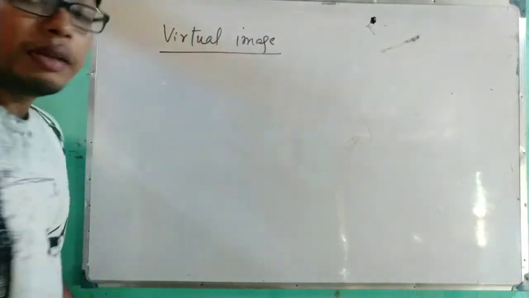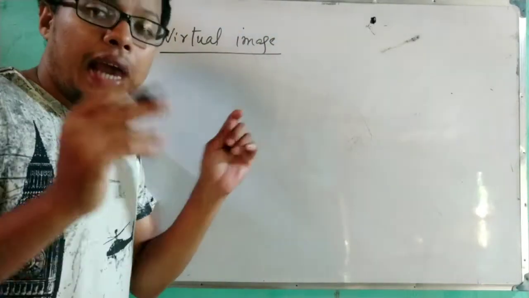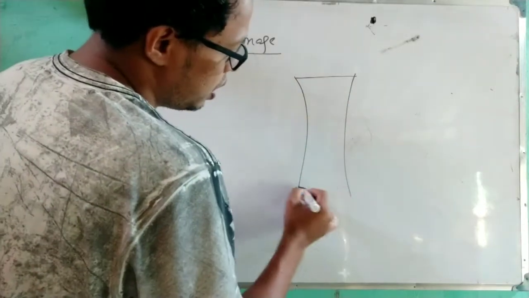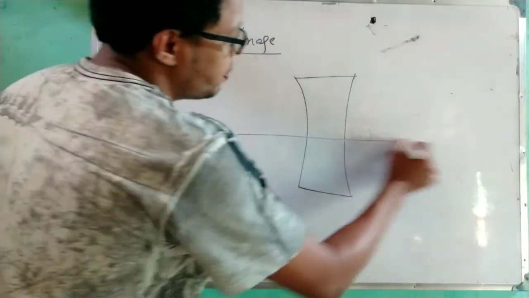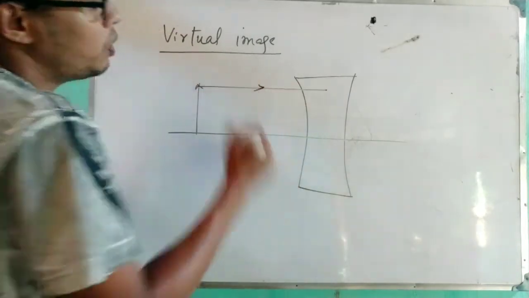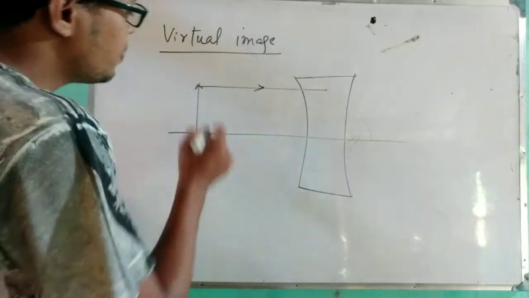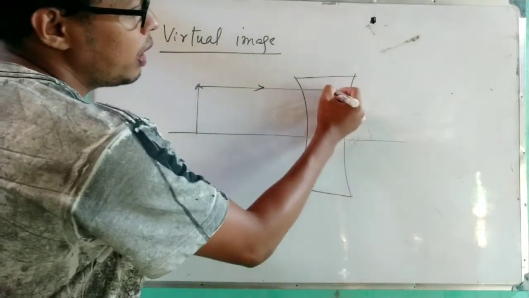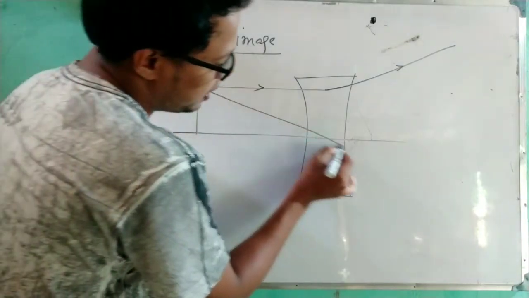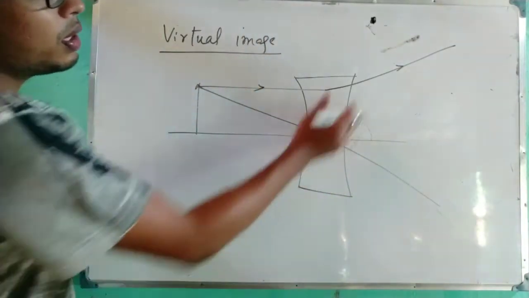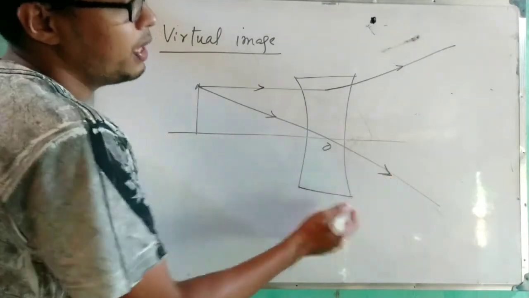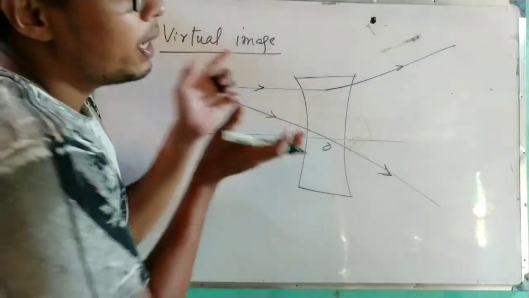Look, virtual image means when the refracted rays actually do not meet. Why? See, suppose in the case of a concave lens, this is the principal axis and suppose the object is placed over here. Again, what I told, you have to take 2 out of these 3 rays. So here I have taken one, and after refraction it diverges, and one more ray I am taking which is passing through the optical center. Now look, these two rays never meet with each other because they are diverging.